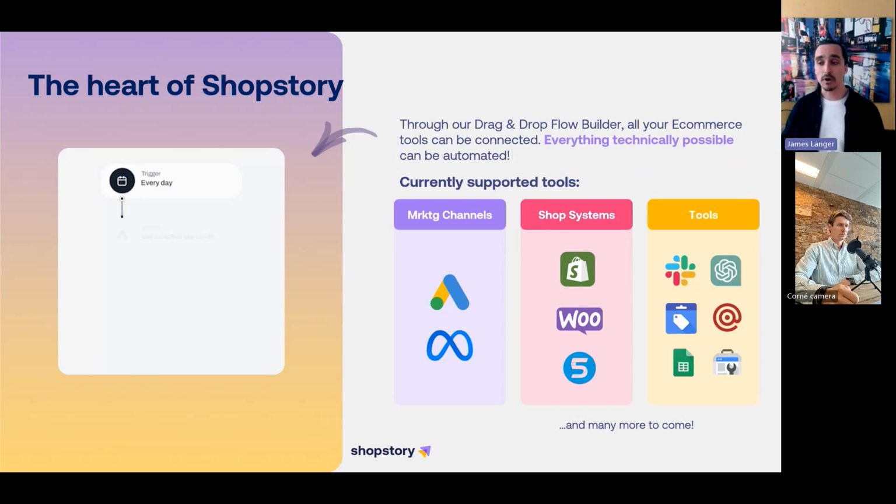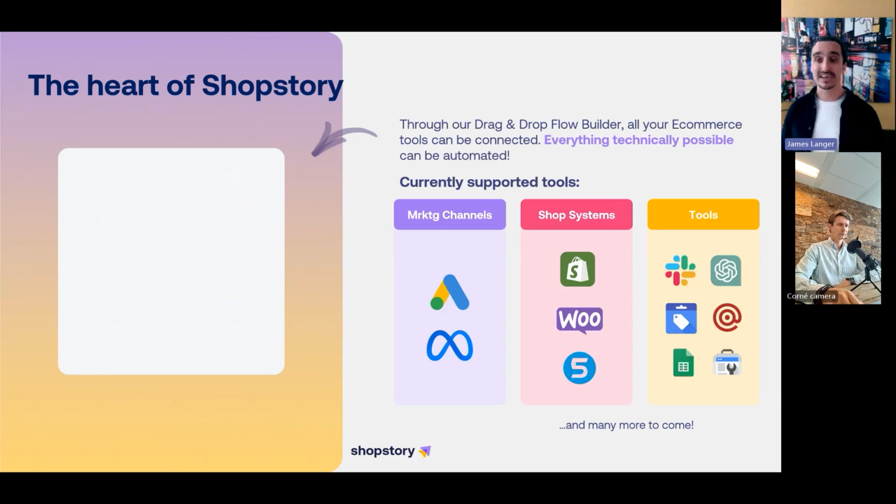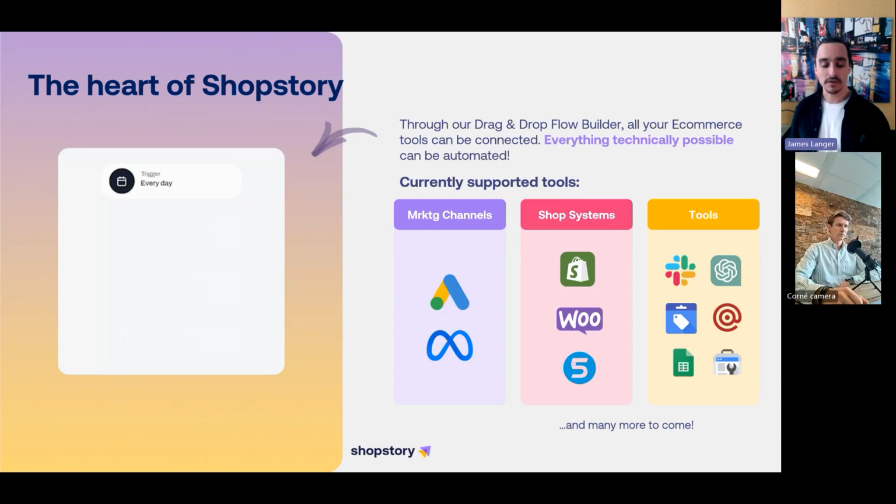Currently, we support marketing channels including Google Ads and Meta Ads. We support shop systems including Shopify, WooCommerce, and Shopware, and other really important tools like Slack, OpenAI for ChatGPT, Google Search Console, Mailgun, Google Sheets, and the Merchant Center for other parts of your Google marketing. So all of these tools can be interconnected now, and you're able to create actions across them all.